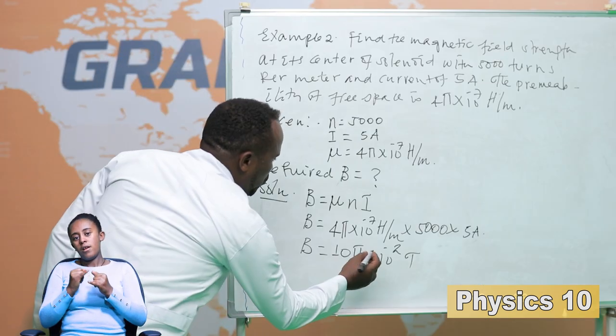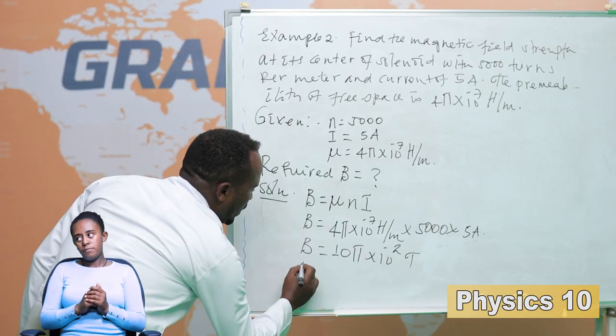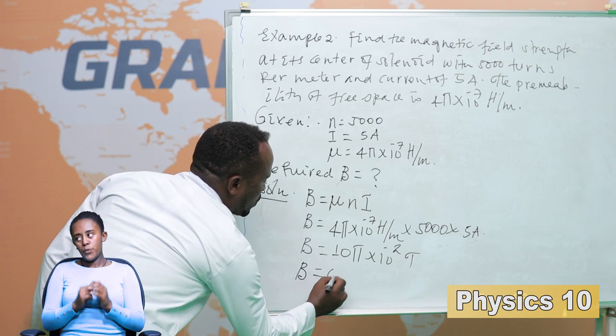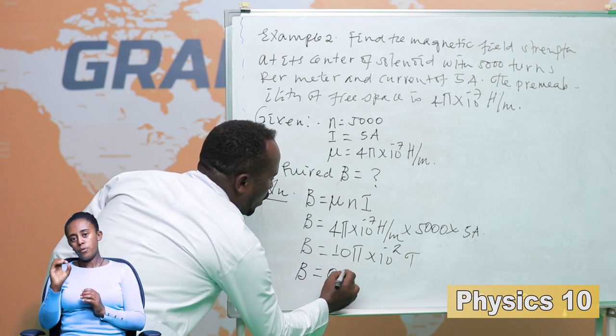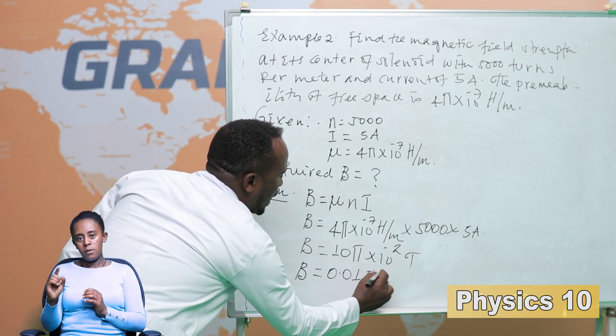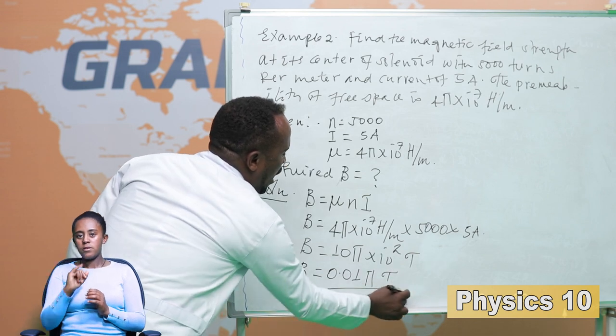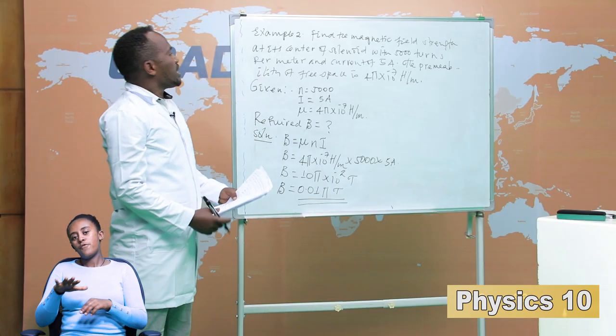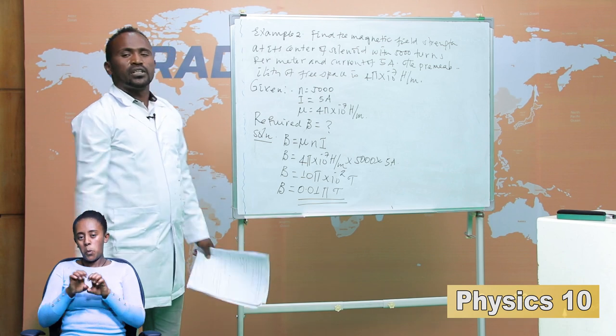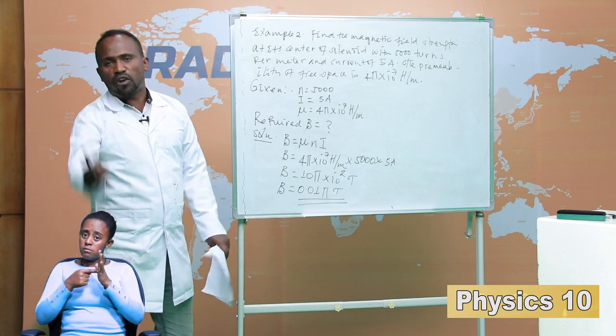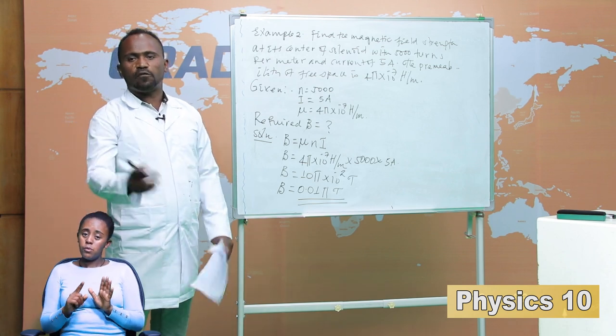Therefore, finally, putting this in decimal notation, the magnetic field strength is equal to 0.01 pi tesla. This is the value of the magnetic field for this equation. Okay, my student, is it clear for you?